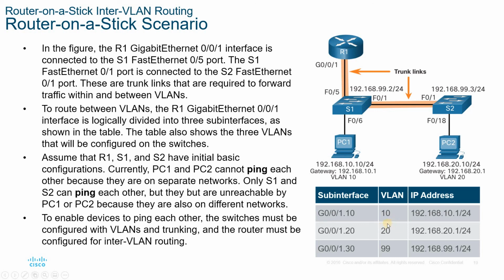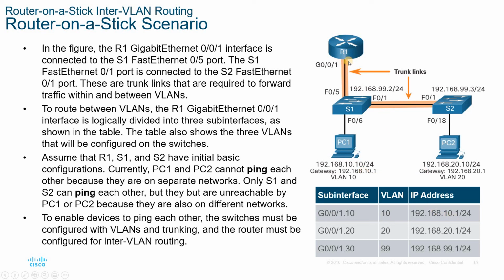Alright? And at the same time, aside from the subinterface, you also need to specify the IP address. So, this IP address, as you can see, they are different. Magkakaiba sila per VLAN because this serves as your default gateway. Per VLAN. So, for example, itong network nito, VLAN 10, ito yung network address niya, 10.10 yung IP address niya, 10.0 yung network address. Ang gateway na gagamitin is 10.1.